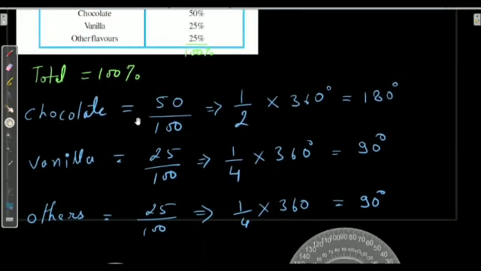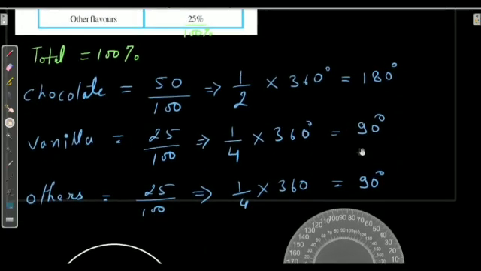So here I have done all the calculations. For chocolate we got 180 degrees, for vanilla we got 90 degrees, and for others we also got 90 degrees, because the values are the same.